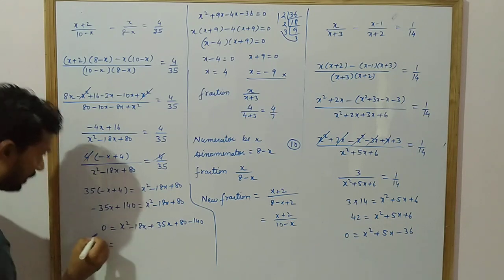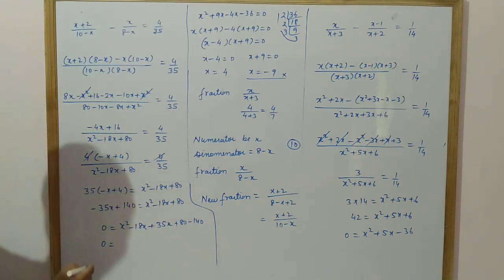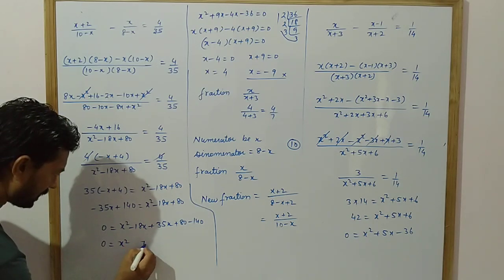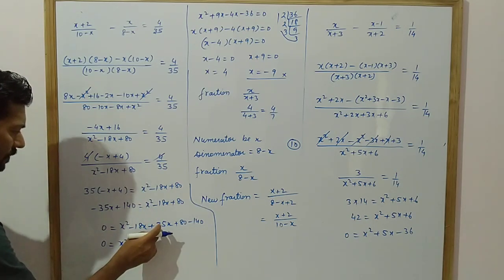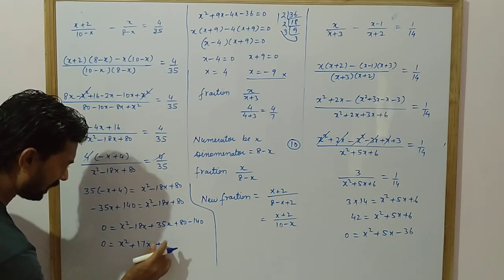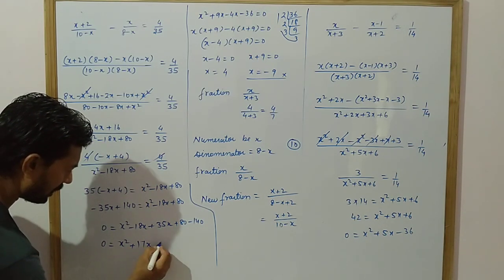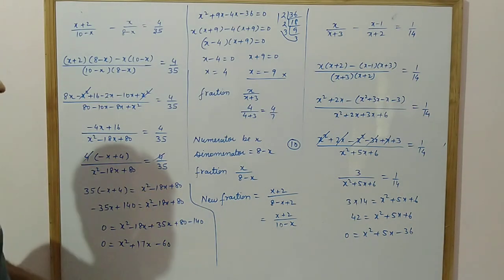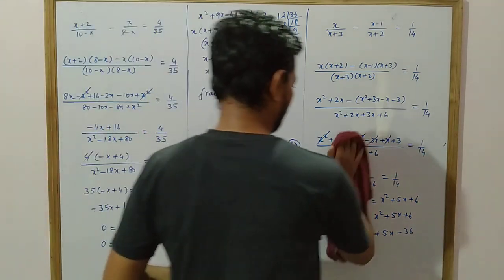So 0 equal to x square plus 17x minus 60. After that you will get the answer. Okay. Now you can solve it by the middle term factorization. Next, question number 11.